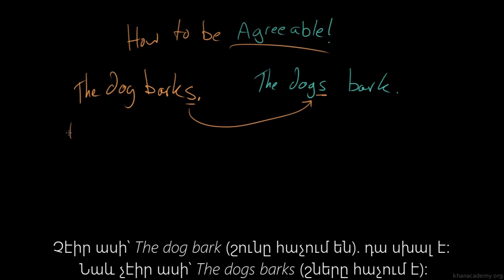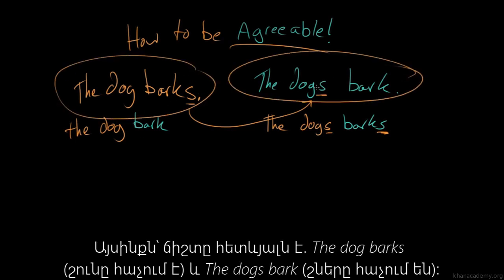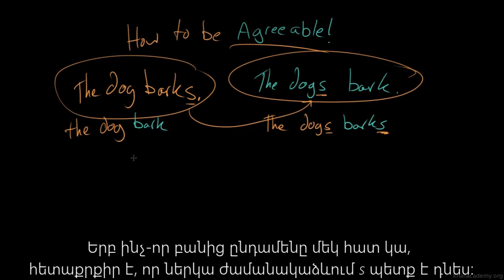So what you wouldn't say is the dog bark. That doesn't work. And you wouldn't say the dog's barks. I know that seems strange, that you wouldn't want to have the S follow the other S, but you actually only want to have one of these in a sentence. So the dog barks, the dogs bark. When there's only one of something, strangely, in the present tense, it takes this S.